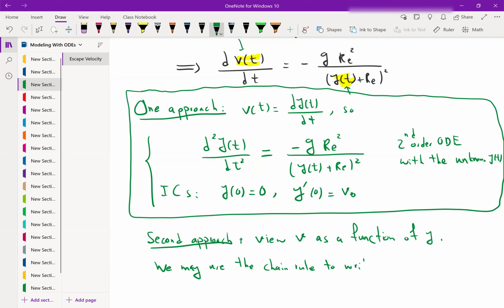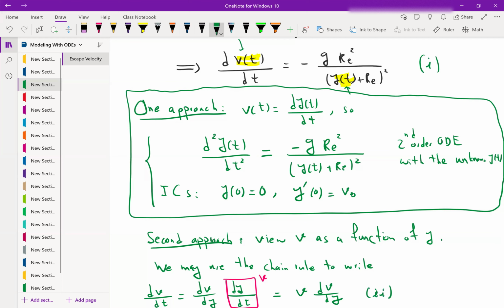By the chain rule, dv dt is equal to dv dy times dy dt. Now, this dy dt is v itself. The derivative of y with respect to t is v itself. So this is equal to v dv dy. So dv dt is v dv dy. Let me call this 1, call that 2.